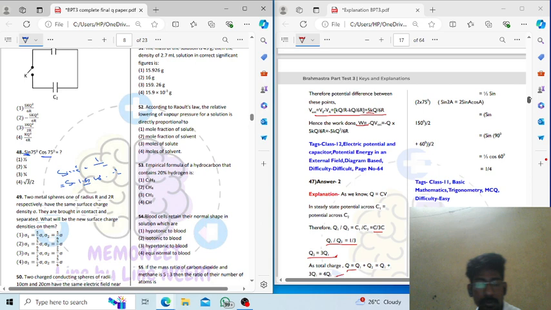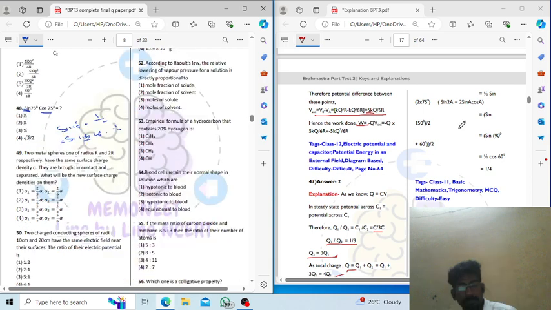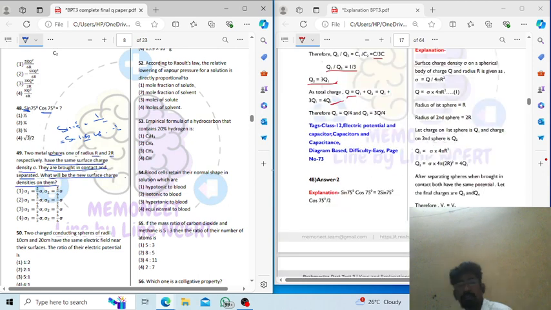Okay. Question number 49. Two metal spheres of radius r and 2r respectively have the same surface charge density sigma. They are brought in contact and separated. What will be the new surface charge densities? First of all they are contacted, then they are separated.